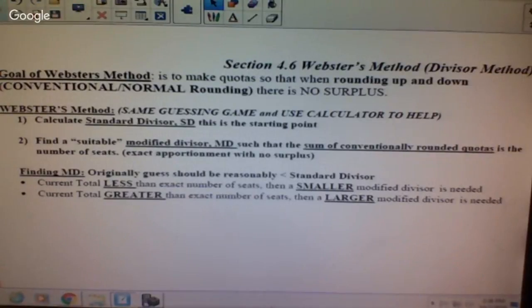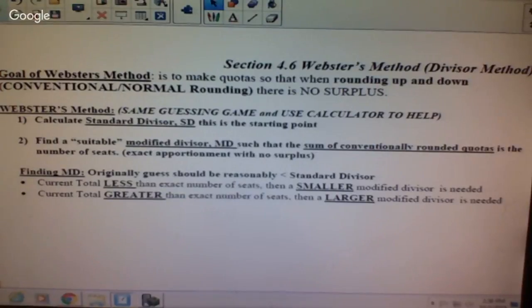Okay. So we've covered so far Hamilton's method, which was lower quotas, and then you gave out additional seats according to the highest decimal. We just added one to the highest decimal until we got to our number. We then did Jefferson's method, which was lower quotas and your guessing game. Yesterday was Adams' method, which was upper quotas and guessing game. The last one we need to cover is Webster's method.